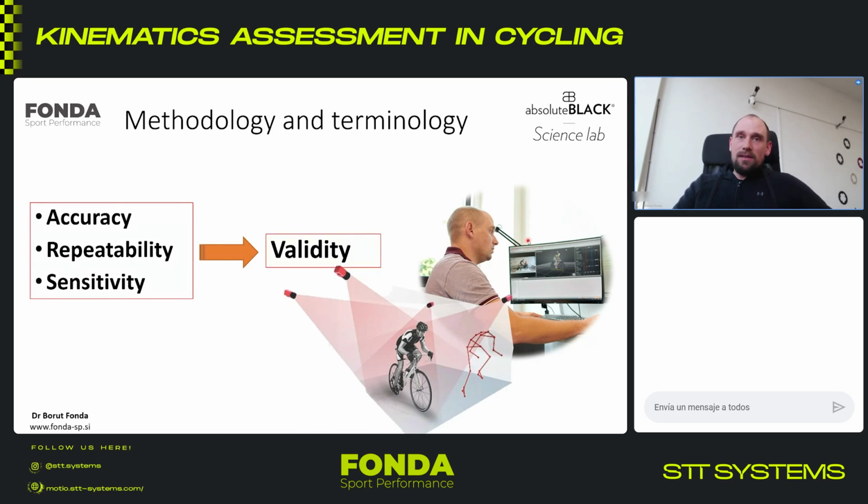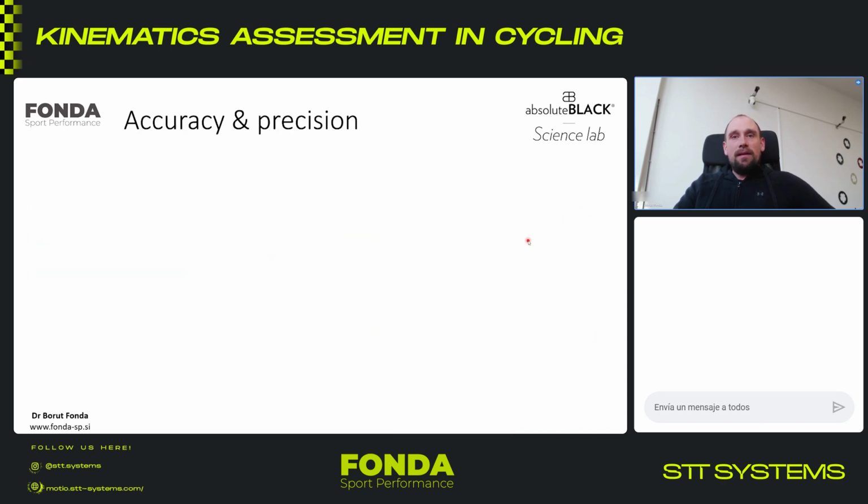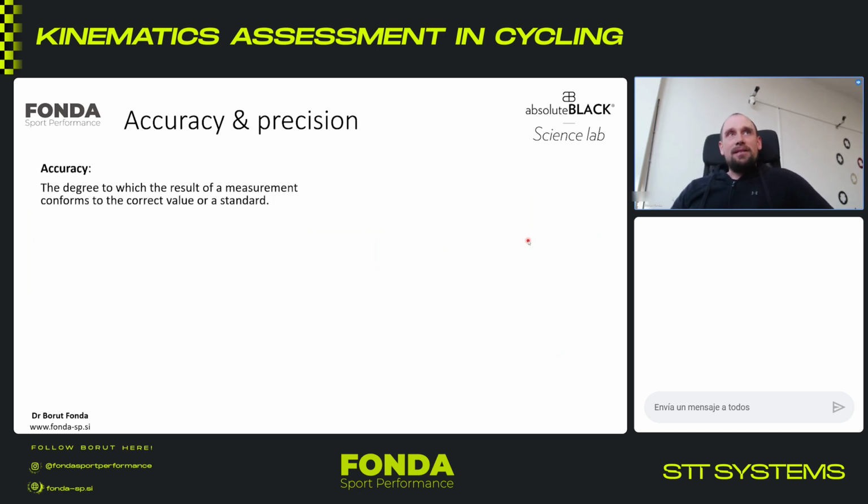So we're going to look into this methodological aspect in a bit more detail. One of the very important things is that the measurement technology you're using has a high degree of accuracy. We refer to two terms: accuracy and precision. Accuracy tells us the degree to which a measurement result conforms to the correct value or standard. For example, for the accuracy of a scale, if we put exactly 1 kilogram on it, the reading will tell us how accurate the equipment is.